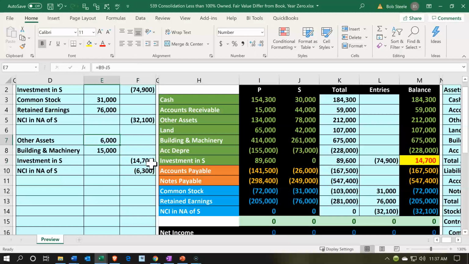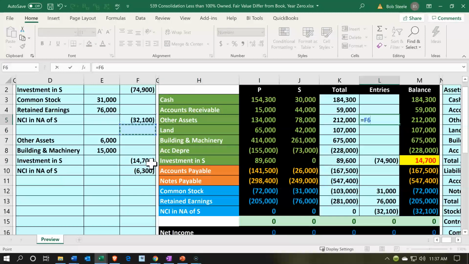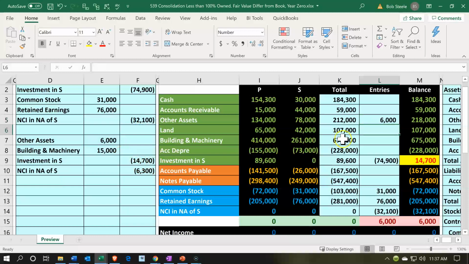So we're going to go to the other assets. So we're going to be in the other assets up top. We are in L5. I'm going to say equals, scroll on over to that 6,000 and pick that one up. Then we have the building and the machinery in L7 equals, and we'll be scrolling on over and pick up that 15,000. So there's the 15,000.